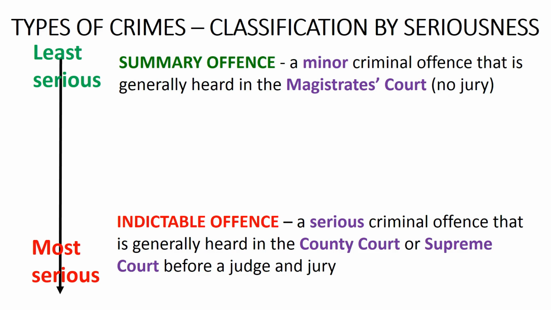Well, what then is the distinction between a summary offence and an indictable offence? There are two important distinctions here. The first is that a summary offence is a minor criminal offence, whereas an indictable offence is a serious criminal offence. The second important distinction is that a summary offence is generally heard in the magistrate's court, where there is no jury, whereas an indictable offence is generally tried in the county court or the Supreme Court, where there is a jury, as well as, of course, a judge.